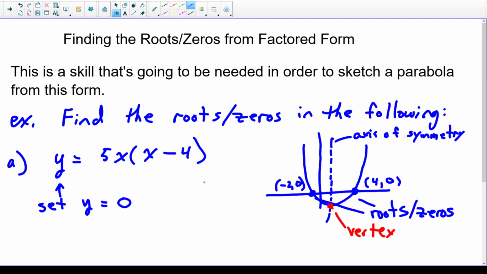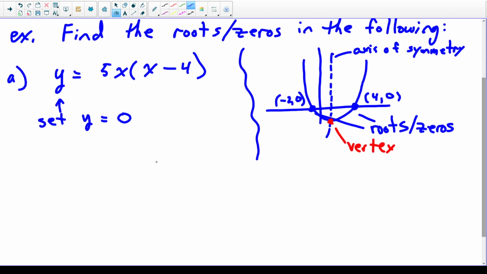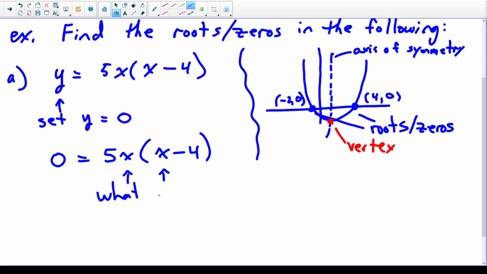Now let me be clear about something. This is not the parabola of this equation. I was just using a random parabola here just to show you what the zeros are, the points that cross the x-axis. But this is not the equation of that parabola. All right? So we're going to set our y value equal to 0. The rest of the equation stays the same. And then we're going to use some logic to figure out how would y equal 0? So what x values would make the equation equal 0?